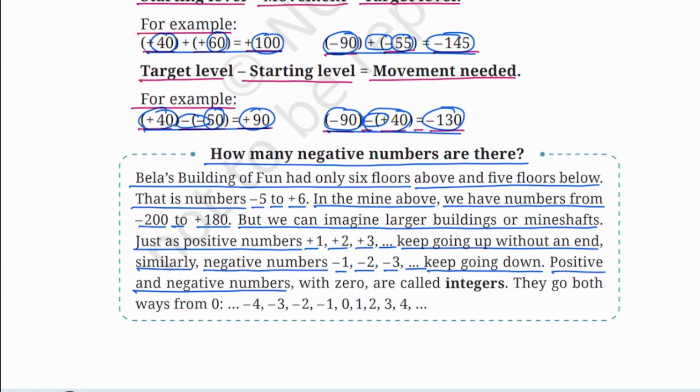Positive and negative numbers with 0 are called integers. They go both ways from 0: minus 4, minus 3, minus 2, minus 1, 0, 1, 2, 3, 4, and so on.